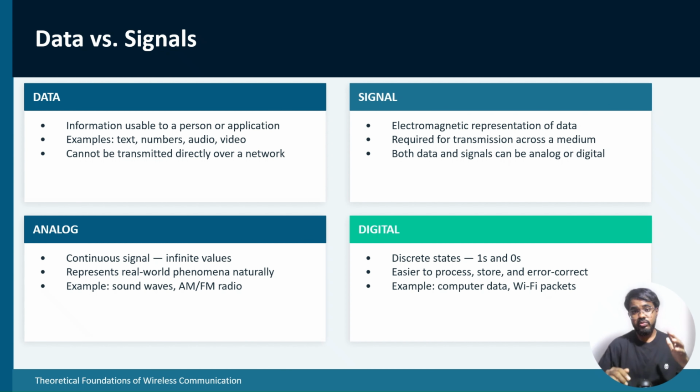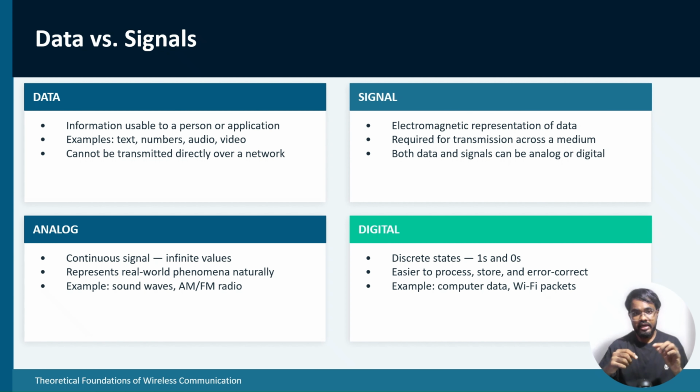To send information through the air, we must first understand the difference between data and signals. Data refers to information like text, numbers, audio or video that is usable to a person or application. However, data cannot be transmitted directly over a network.